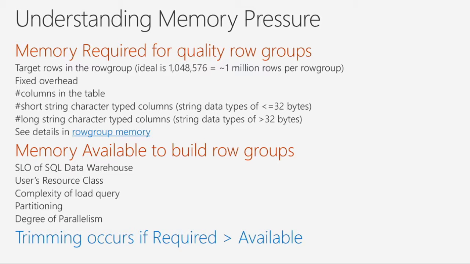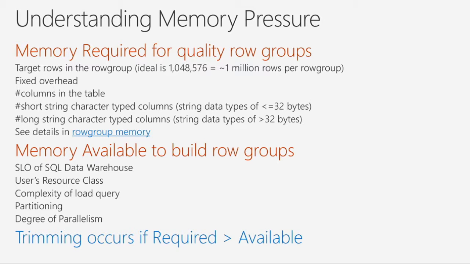So as you deal with larger data sets or more complex or high cardinality data sets, you want to consider loading data or re-indexing at higher SLOs. Certainly your resource class, for those who are familiar with that, determines how much memory is available to you when you run queries, and the complexity of your load. If you do a CTAS, create table as select, and that select has a 25 table join, guess what? You're going to burn a lot of memory in just building that join before you even load data. So you're going to run out of memory to build quality row groups.